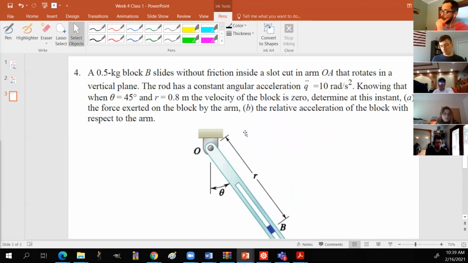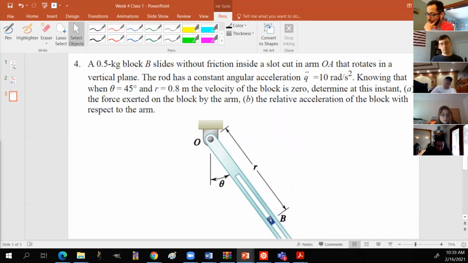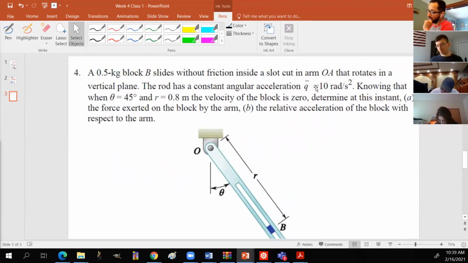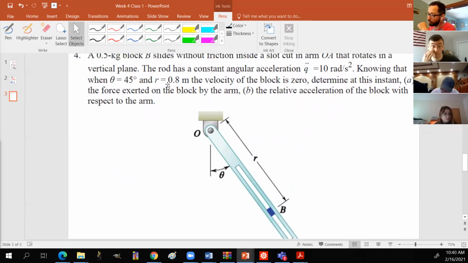So now we've got a 0.5 kilogram block B, which is on this slot, which is cut out on this arm OA. And this OA is rotating in a vertical plane, and you're told that the rod has a constant angular acceleration of 10 radians per second squared.